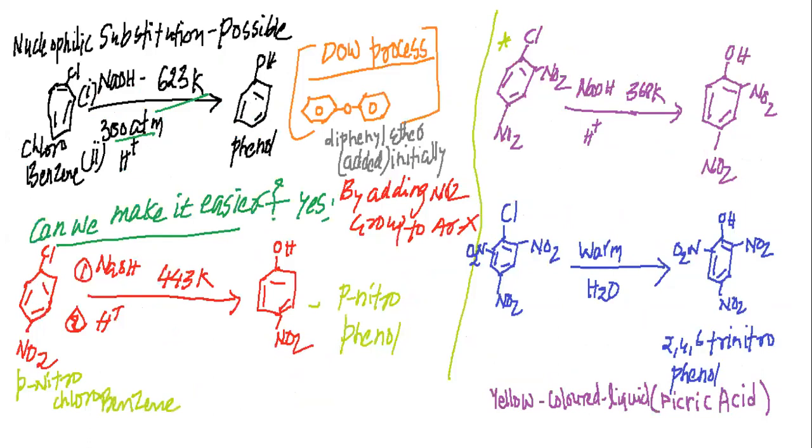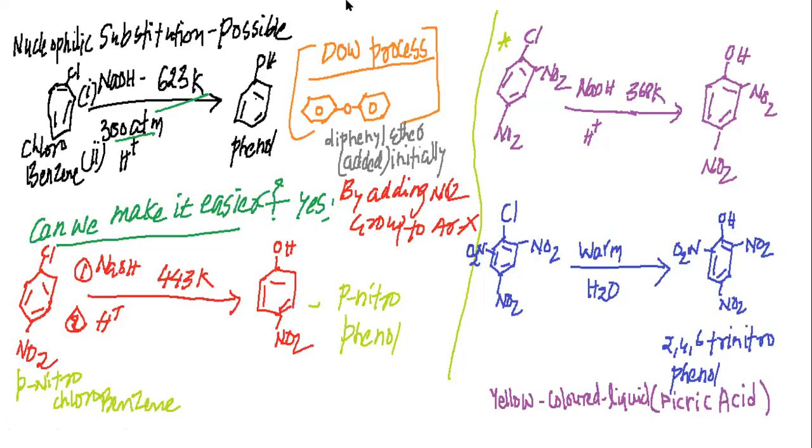So my dear students, does the nucleophilic substitution reaction not take place at all? No, it is not true. Nucleophilic substitution reaction is possible, but it is very difficult. We have taken chlorobenzene and we want to convert it into phenol. For that we will take sodium hydroxide and acid, but we need a very high temperature of 623 Kelvin, and my dear students, we will have to apply around 300 atmospheric pressure.